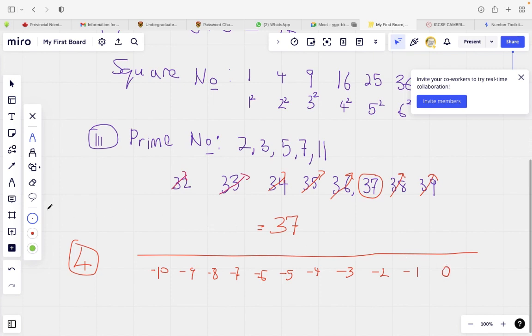Okay, let's do what we are asked to do. 7 degrees below. I'm just showing how you can use a number line. Below means I'll count to the left side. I'll start from here and count this way. 1, 2, 3, 4, 5, 6, and 7.